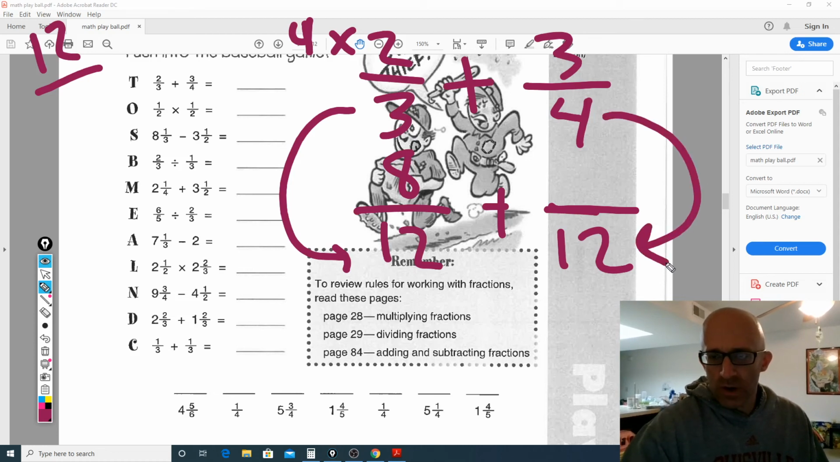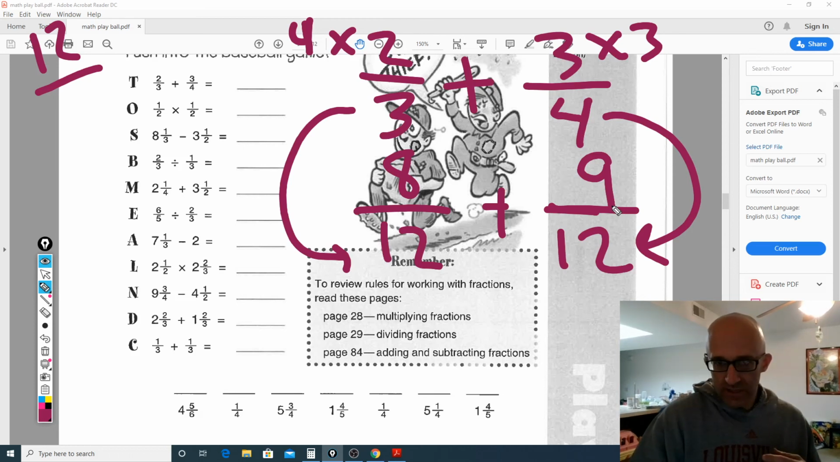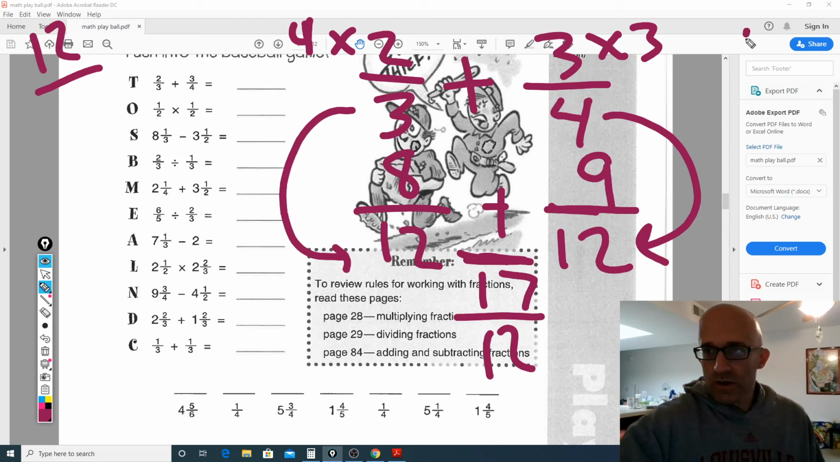4 times what is 12? Well, that's 4 times 3, obviously. What you do to the bottom, you do to the top. 3 times 3 is 9. And just like in our last little problem, we have our same denominator. So the 12 will stay the same. 8 plus 9 will be 17. So is our answer 17 over 12?